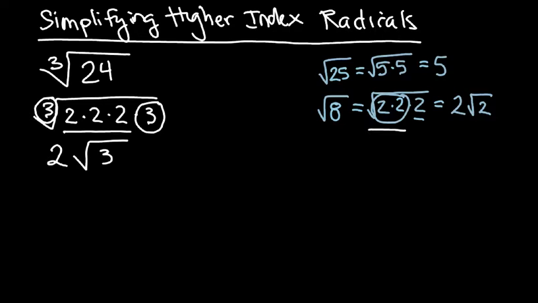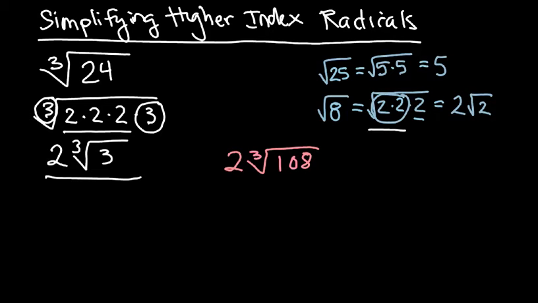And the other important step to remember is that I want to keep the index that was on my radical there, so I know I am still dealing with a cube root. And this right here is my simplified answer for the cube root of 24. It simplifies to 2 cube root 3.